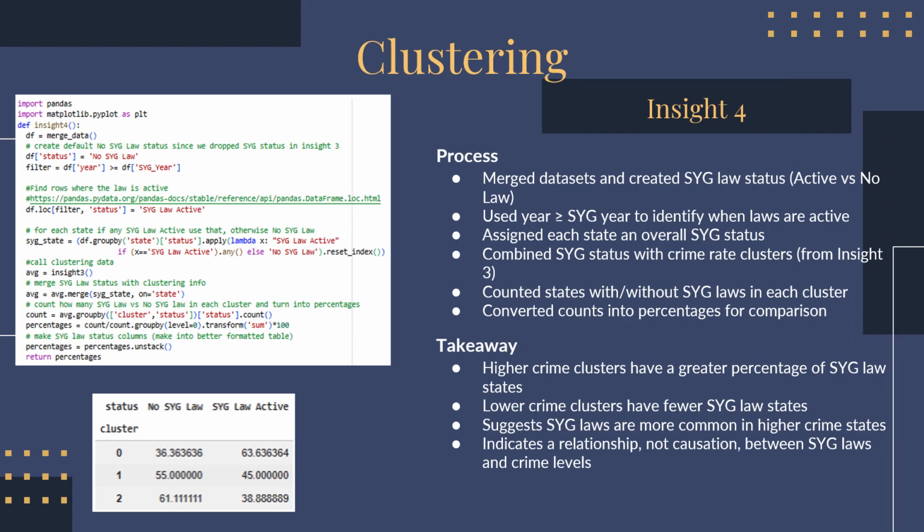impact. In Insight 4, we took what we had split the groups into for Insight 3, and then we tried to see what percentage of each cluster has a stand your ground law and which does not have a stand your ground law. We saw that higher crime clusters actually have a greater percentage of stand your ground law states, and lower crime clusters have fewer stand your ground law states. This suggests that stand your ground laws are more common in higher crime rate states. It indicates a relationship, but not necessarily a causation between stand your ground laws and crime levels.